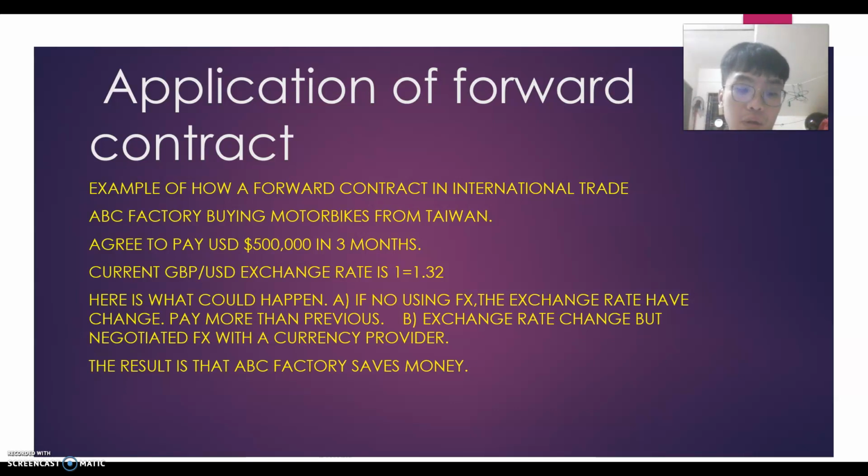Scenario 2 is that ABC factory uses the forward contract. ABC factory will negotiate a forward contract with a currency provider. The result is that ABC factory will pay 378,788 by thinking ahead and protecting itself with a forward currency contract. So this is the application of forward contracts.